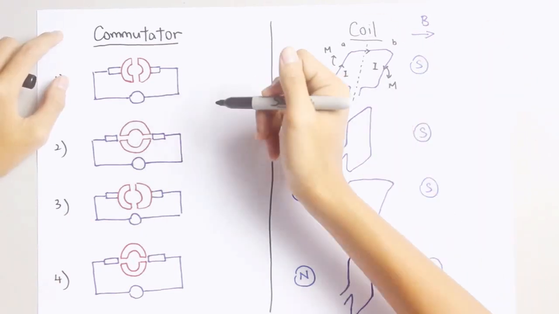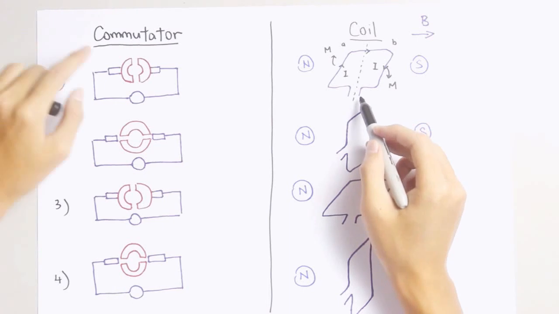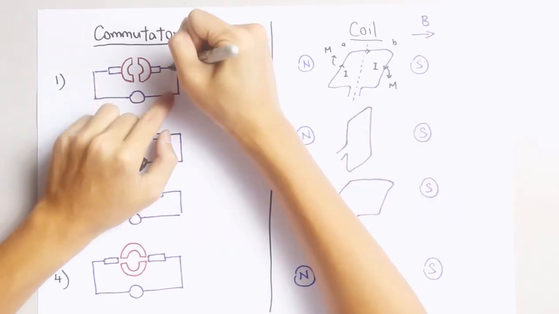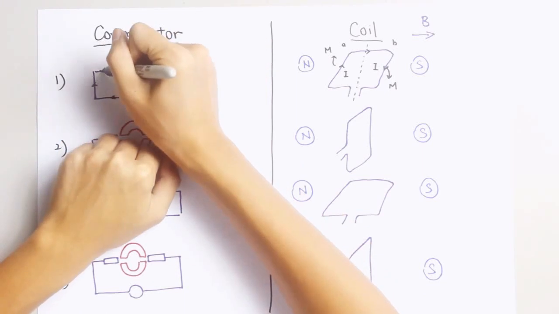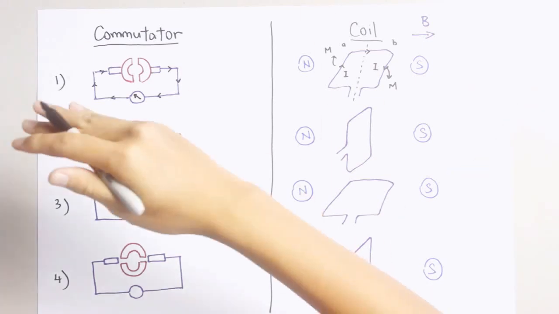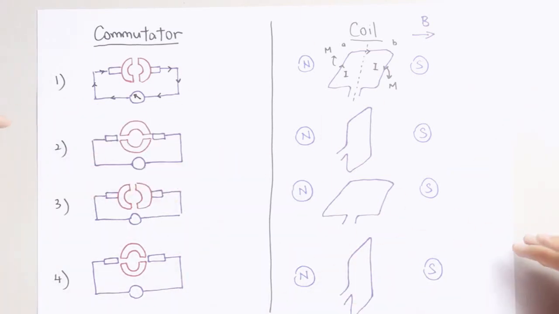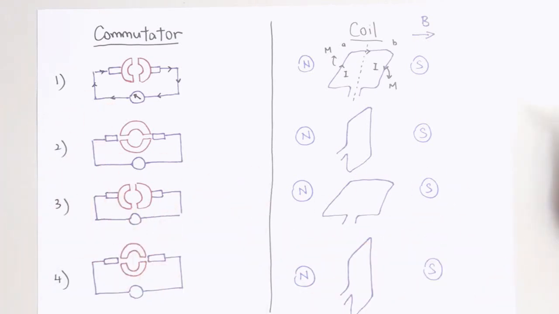We put it back here on the commutator part, and it flows like this. We continue from here and then back here. So the load will be pointing in this direction because the current is flowing towards the left. Next, we rotate it 90 degrees.